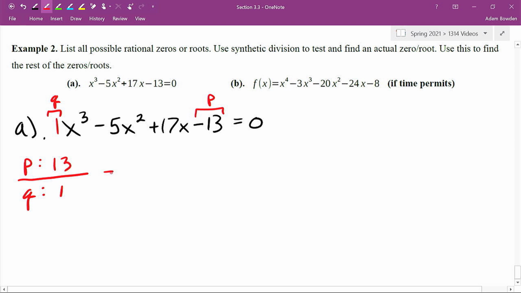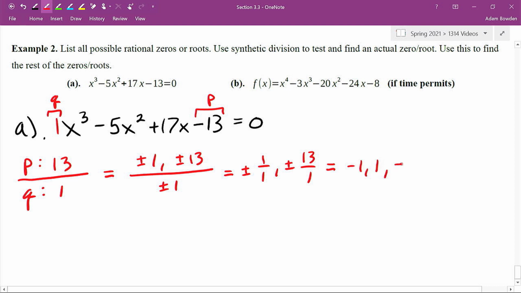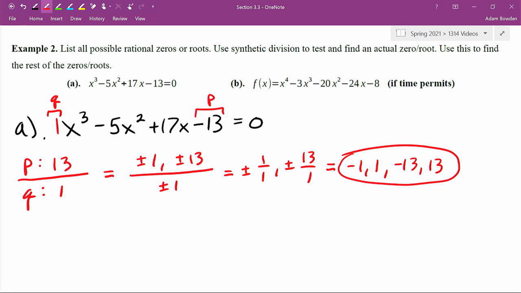So we'll list out the possible zeros. Factors of 13 are just plus or minus 1 and plus or minus 13 over plus or minus 1. So this looks like plus or minus 1 over 1, 13 over 1, and that's it. Or let's list them out individually: negative 1, positive 1, negative 13, positive 13. Those are 4 possibilities for solutions. They don't necessarily all have to be solutions. In fact, it's possible that none of them are in some cases, but we'll choose one and see if it works.